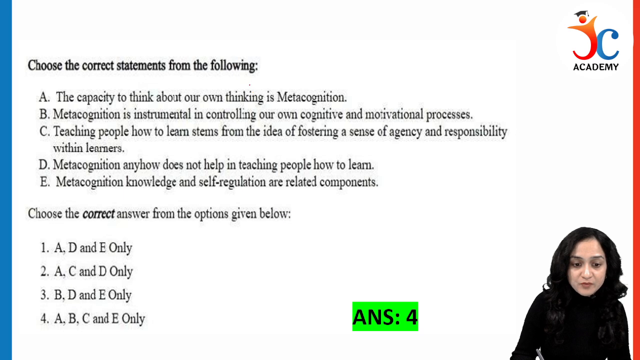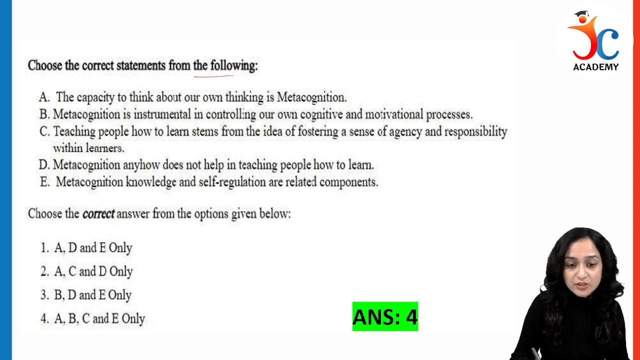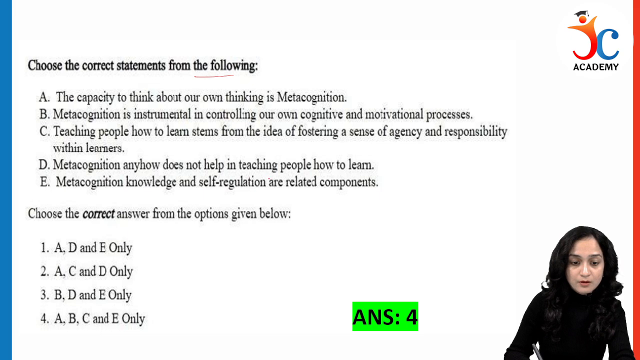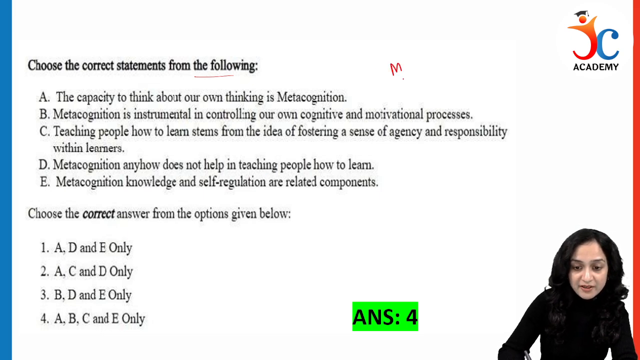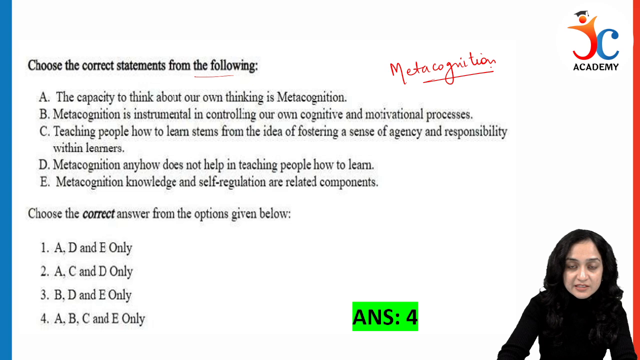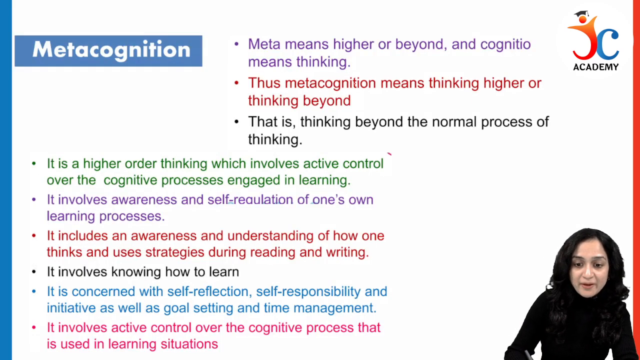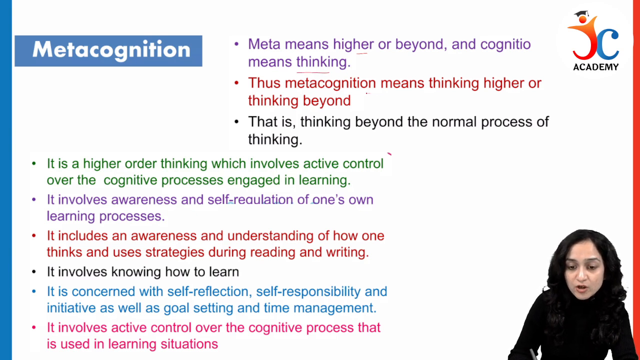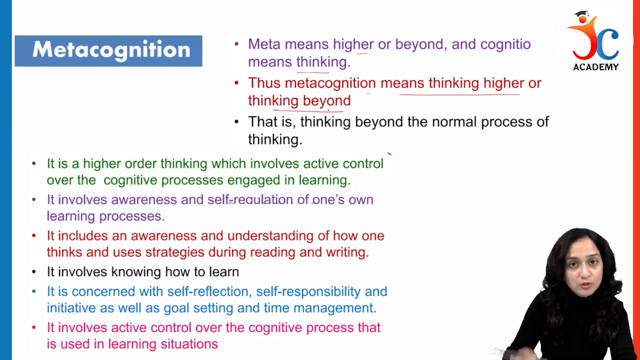Next question, choose the correct statements from the following. The capacity to think about our own thinking is metacognition. So this question is from metacognition concept. Let's understand what is metacognition. So meta means higher and cognito means thinking. So metacognition means thinking higher or thinking beyond, like thinking about thinking.